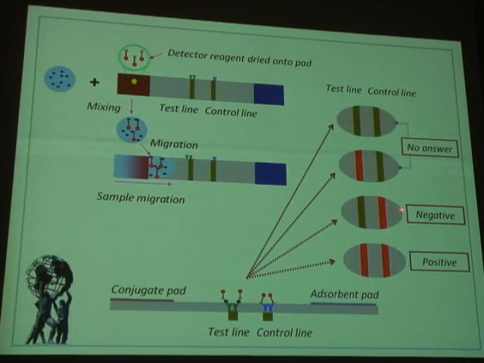If only the control line changes color, we have negative results. It means that there is no antigen in the sample. And in the circumstance where no line changes color or only the test line changes color, we have no answer, or we need more tests to get the results.